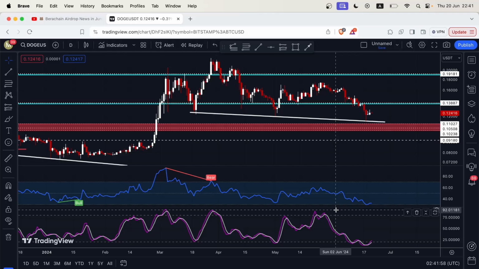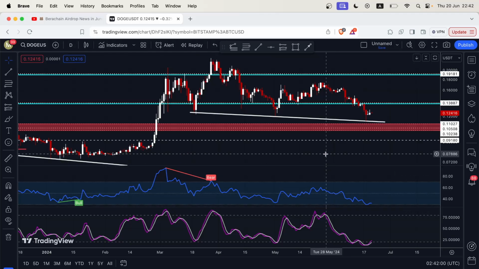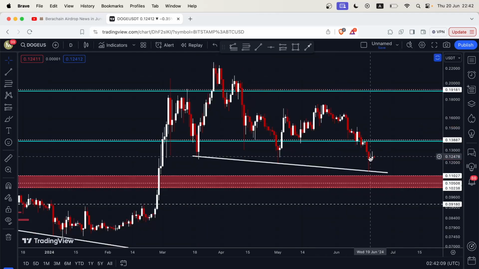So that makes me a little bit less confident in a quick turnaround off this level. So I think it's even more likely now that we do end up coming back down here and retesting these support levels, which would give me my ideal entry.